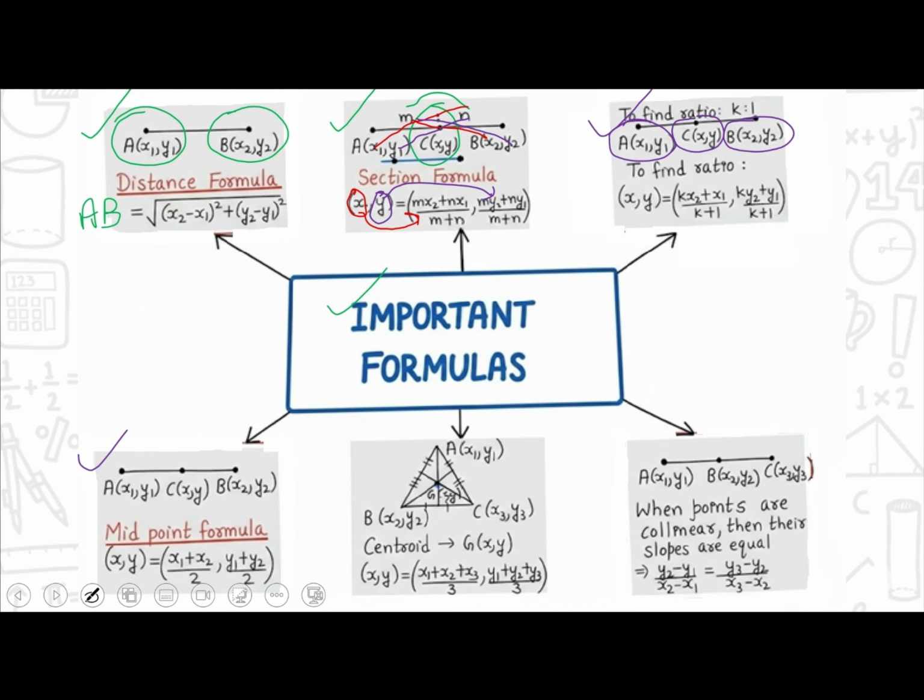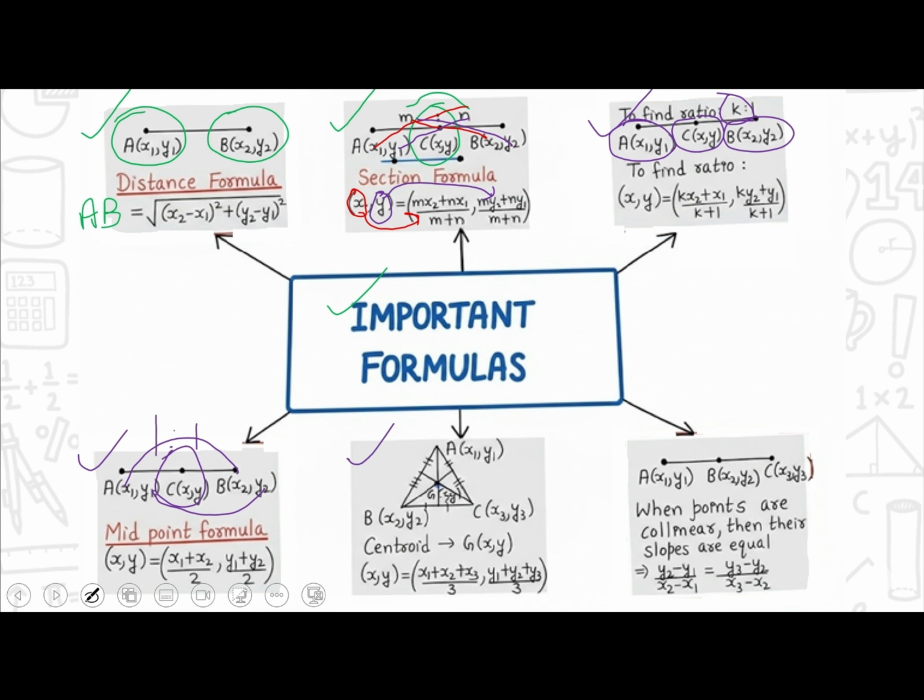Let's move to the fourth formula, that is midpoint formula. Midpoint formula is a special case of section formula where when you put k as 1, you get the ratio 1 is to 1, and the ratio 1 is to 1 means that C is the midpoint of AB. Then how can you find the midpoint? Simply you have to add the x coordinates and divide by 2, and add the y coordinates and divide by 2. Let's move to the fifth formula, that is centroid.